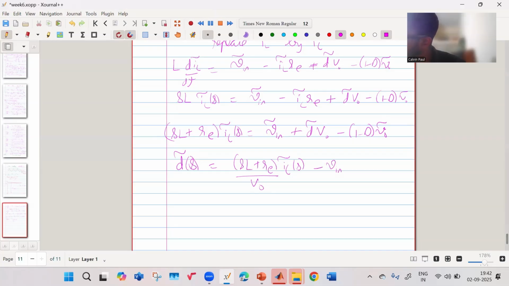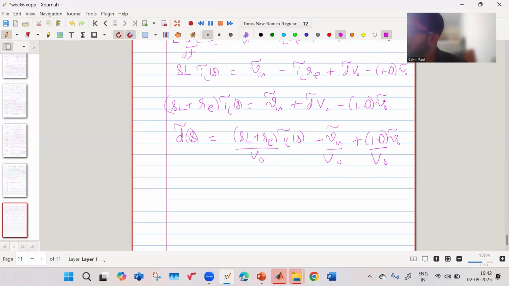minus VN perturb by V output plus 1 minus D V output perturb by V output. So the question would come: you have your D perturb of S equal to, let us sample A, A11 IC perturb of S plus A12 V in perturb of S plus A13 V output perturb of S. So you have to find these coefficients A11, A12, A13.